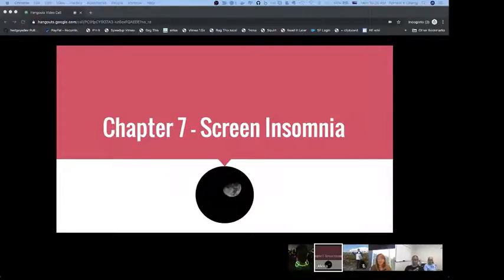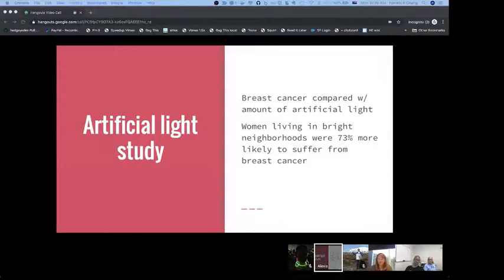Yeah. Okay, continue. Go, Alexis. Okay. So, this chapter in the beginning talked about an artificial light study that was conducted. So blue light, and it was compared with breast cancer, like if there was any correlation. So the study found that women living in bright neighborhoods were 73% more likely to suffer from breast cancer.